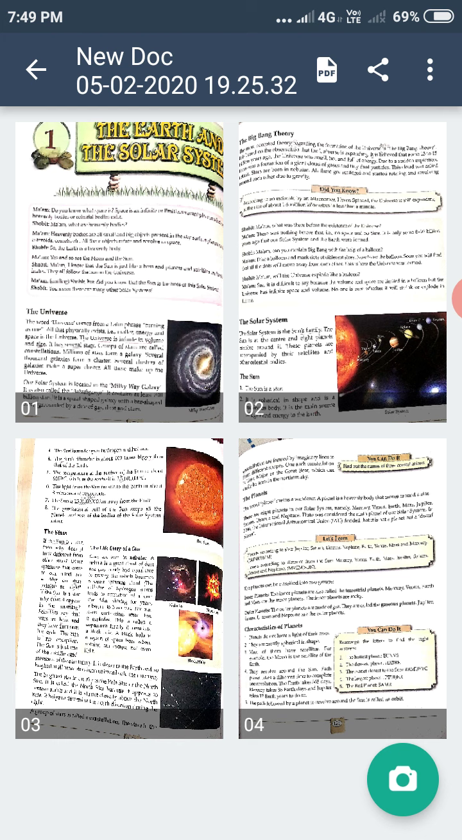Now, what are the characteristics of planets? Planets do not have a light of their own. They are mostly spherical in shape. Most of them have satellites, like Earth also has its natural satellite. Which is the natural satellite of Earth? Moon is the natural satellite of Earth.